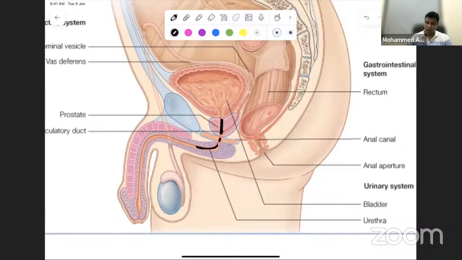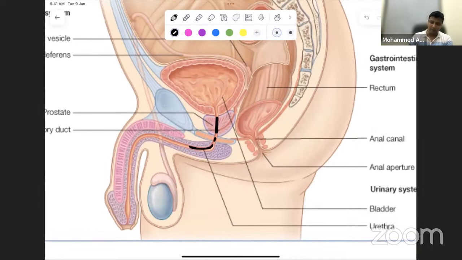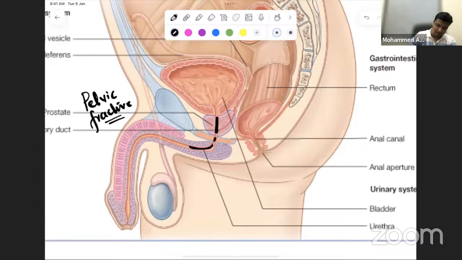Now, first of all, my dear doctors, remember, in the clinical questions, there will be a word given: pelvic fracture. You have to search for this one, sir. Please write this down in bold and capital letters somewhere. If in the question pelvic fracture is given, if there is a fracture in the pelvis, then remember, it will be leading to the rupture of the membranous urethra, sir.